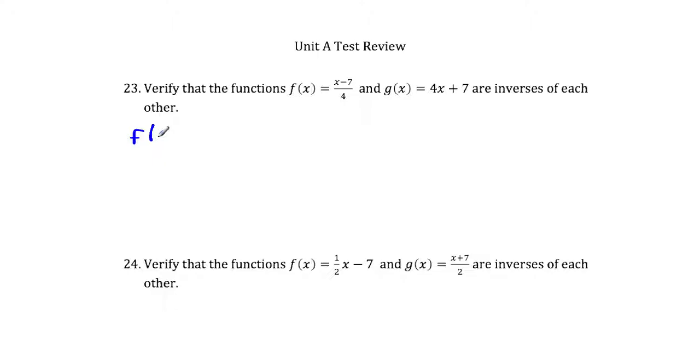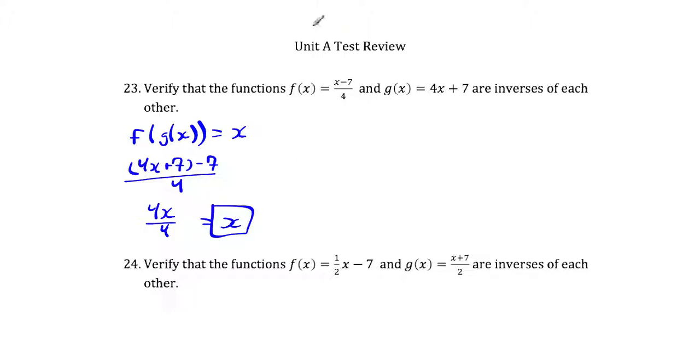So for this first one, f of g of x should equal x. So if I take the f function, which is x minus 7 over 4, and in place of the x, I put g of x. So that's 4x plus 7 minus 7 over 4. The 7's cancel out, so I get 4x over 4. And of course, this does equal x.